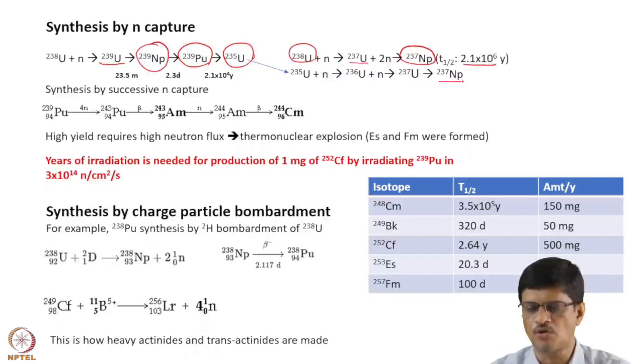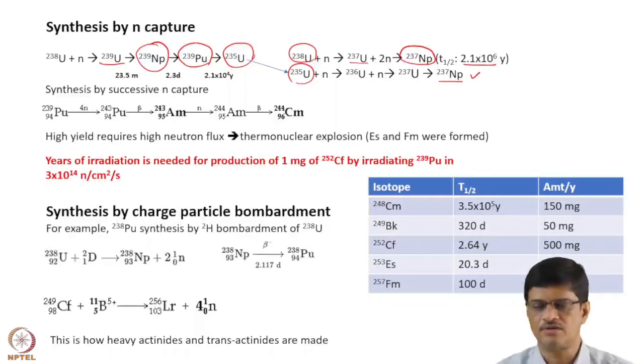Neptunium-237 is also produced in the reactor by uranium-235 capturing a neutron, giving uranium-236, which, on another neutron capture, gives uranium-237, and by beta decay it gives neptunium-237. So these are the ways this neptunium-237 is produced.